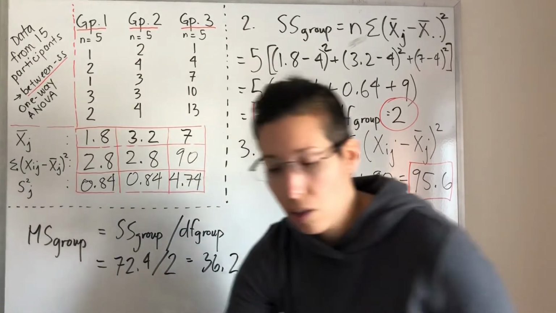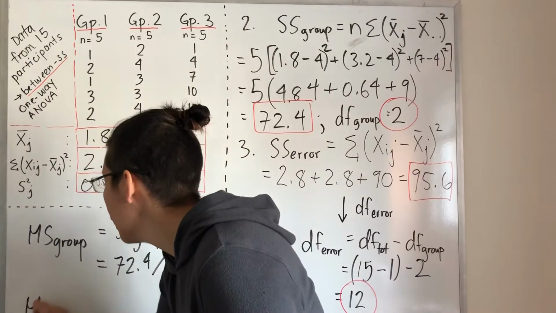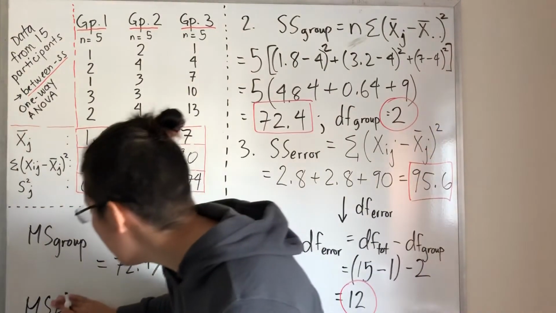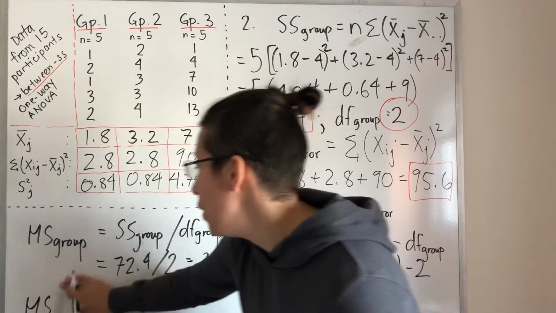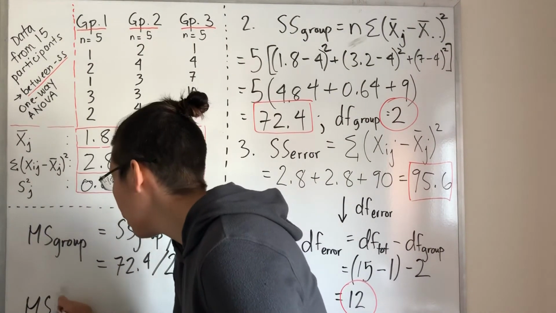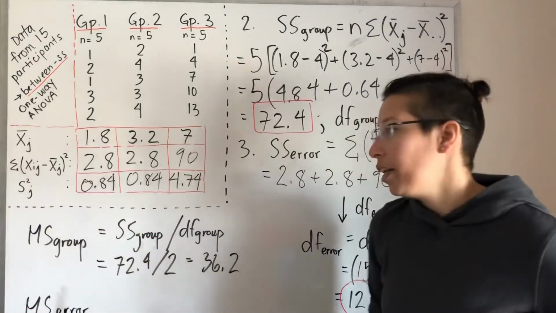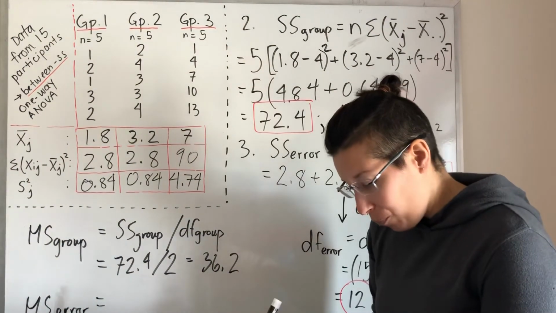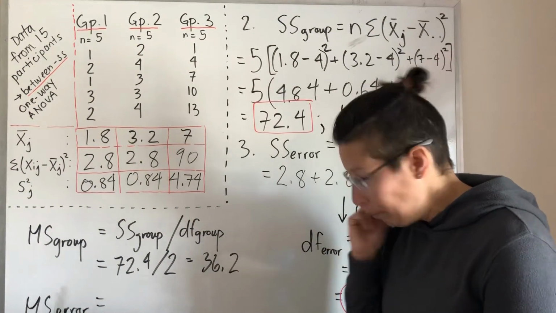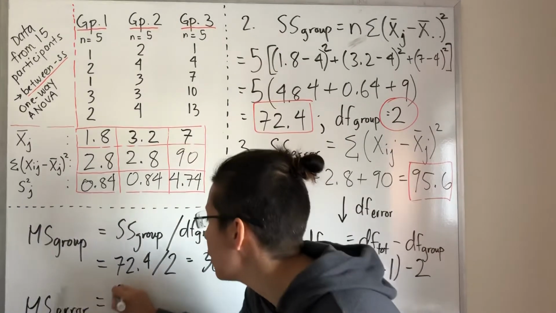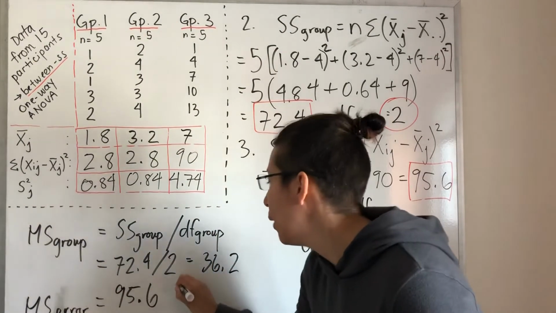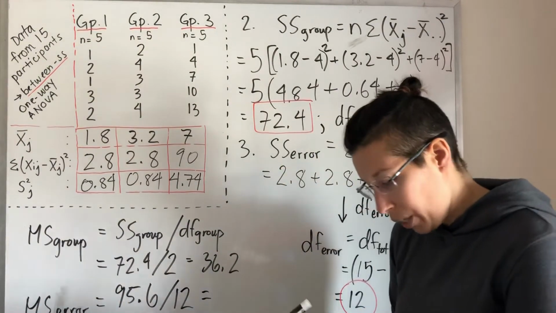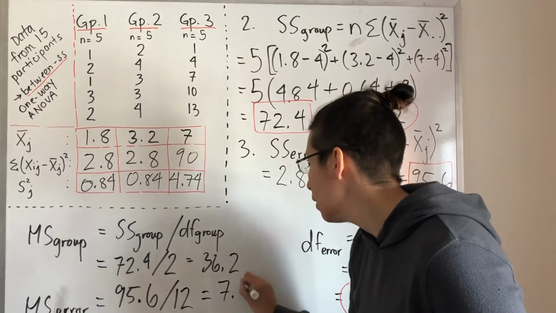And then you can also do the same to find our mean squared error. Sometimes we call it MSE, or if someone prefers, they might write it in a more convoluted way, which I will not attempt. So we take this number, 95.6, that we computed, and divide that by the degrees of freedom error, which is 12, and when we do that, we get 7.97.